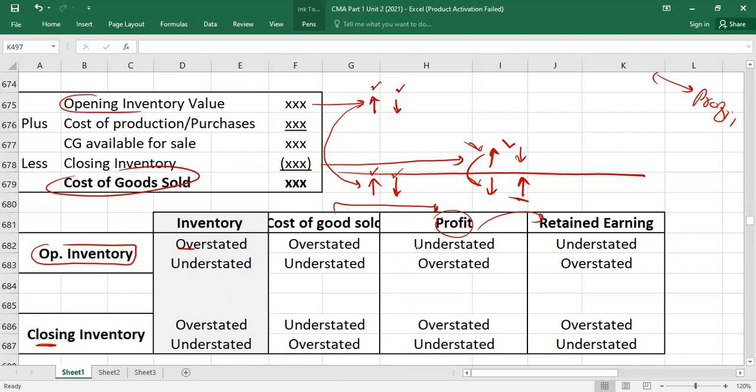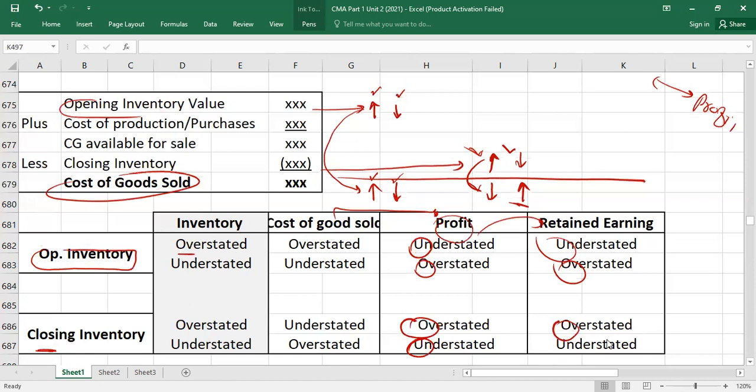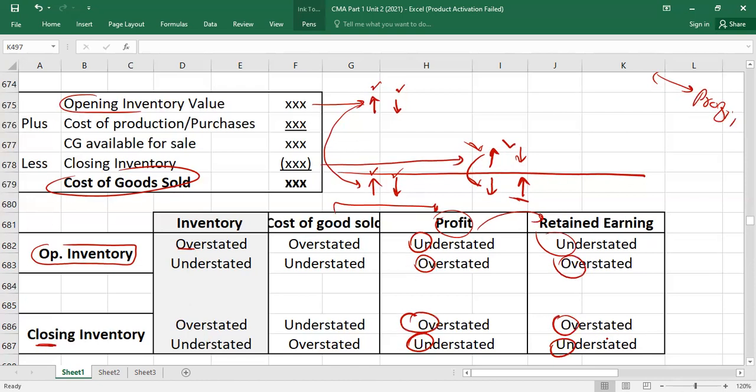And obviously, if your profit is understated, retained earnings should also be understated. Agreed or not? If your profit is overstated, retained earnings should also be overstated. If profit is understated, retained earnings should also be understated. Clear? But this will happen in only one specific year.